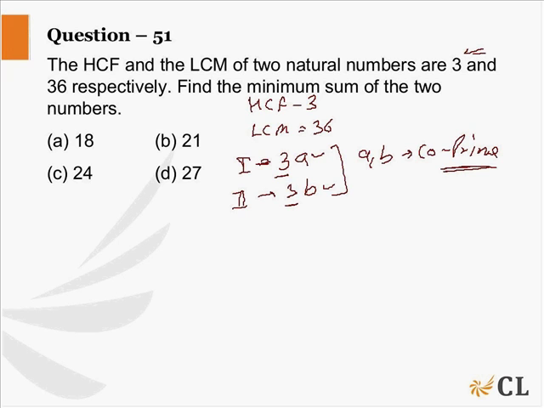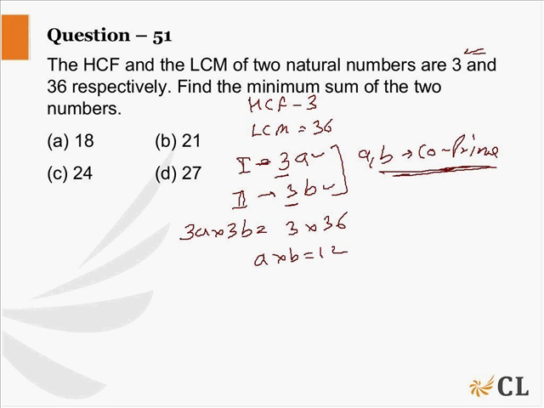Okay. So we assume the numbers are 3A and 3B. Make sure that A and B are co-prime. Only those values will be satisfied. Now we know the formula that first number into second number is equal to HCF into LCM. This gives you A into B as 12.